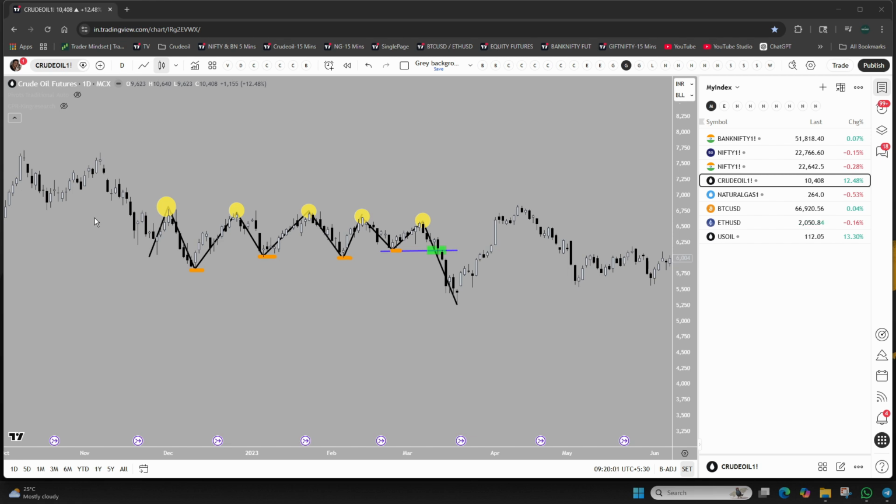Okay, this tells us that sellers tried twice to push the price lower but failed, which means selling pressure is weakening and buyers may take control. Okay, just like the double top, the double bottom is confirmed only when price breaks the neckline. Okay, the neckline here is the highest point between the two bottoms. So once price breaks and closes above that particular level, above the neckline, traders usually look for a buy opportunity.